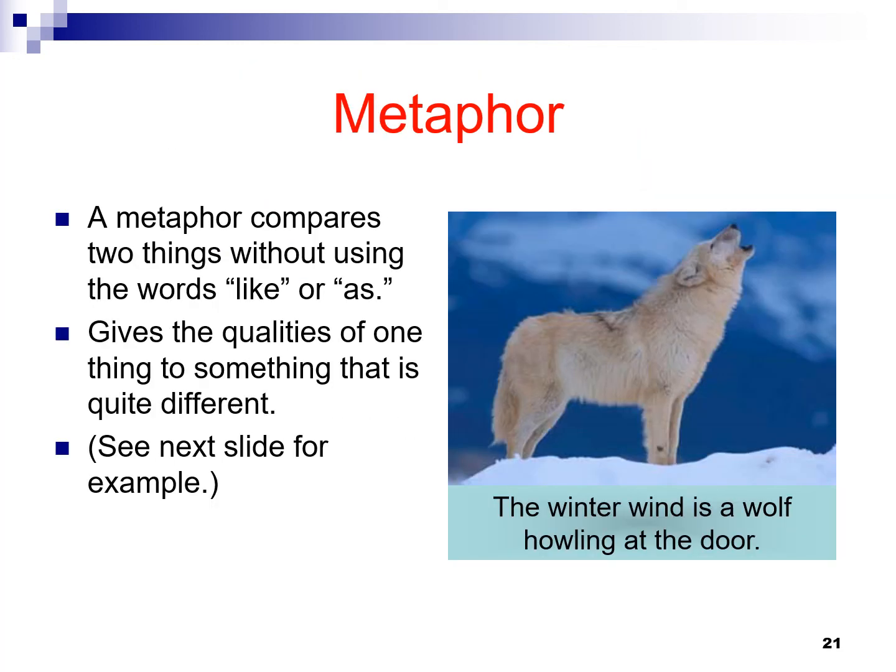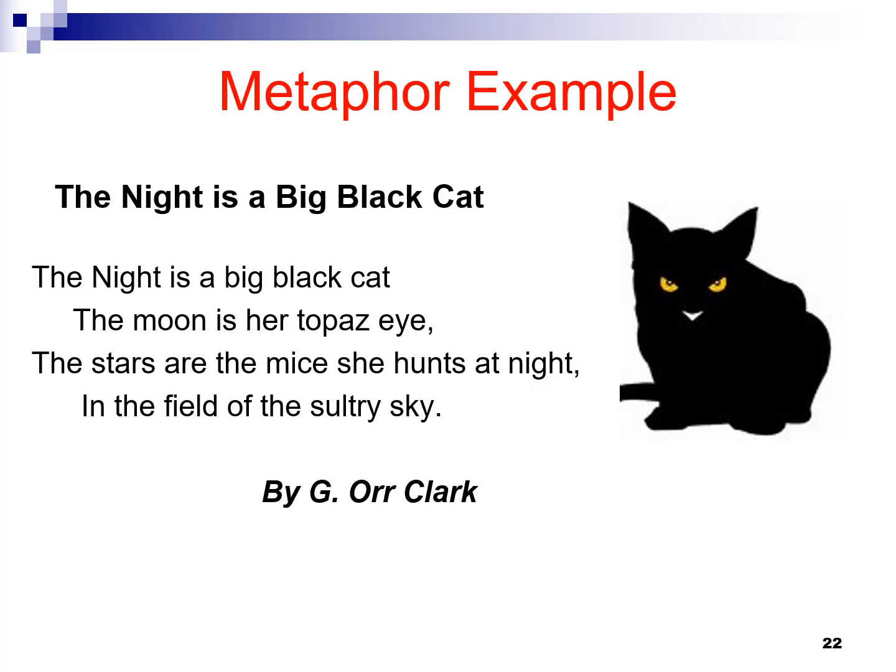So we have metaphor. When we say metaphor, it is still about comparing two different objects, only that in metaphor, the comparison is done directly, meaning to say, without the use of the words as or like. For example, when we say, the winter wind is a wolf howling at the door, we are comparing wind and wolf directly. That's metaphor. Another example from the poem: the night is a big black cat.